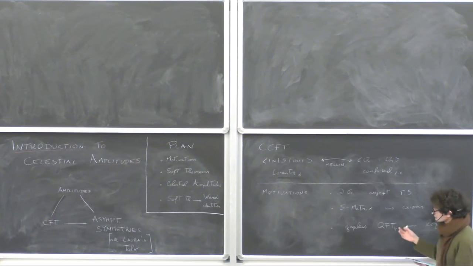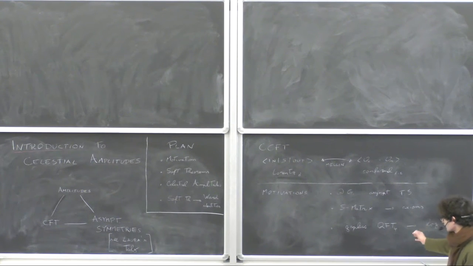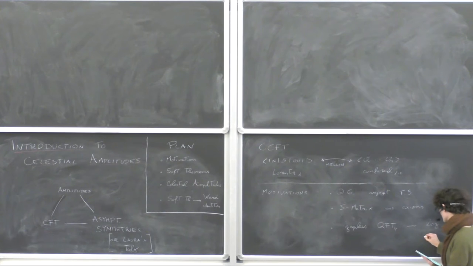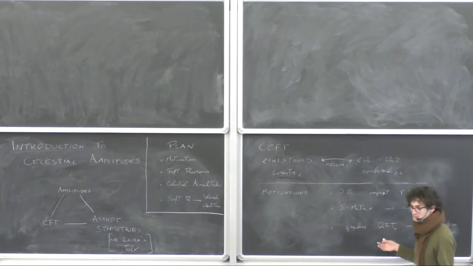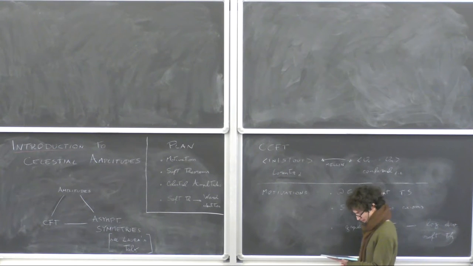Another thing that is related to that is soft theorems, the role of soft theorems. So you see, these are goals. This is probably the hardest one. This is a middle one. This is probably what we can actually tackle more easily.